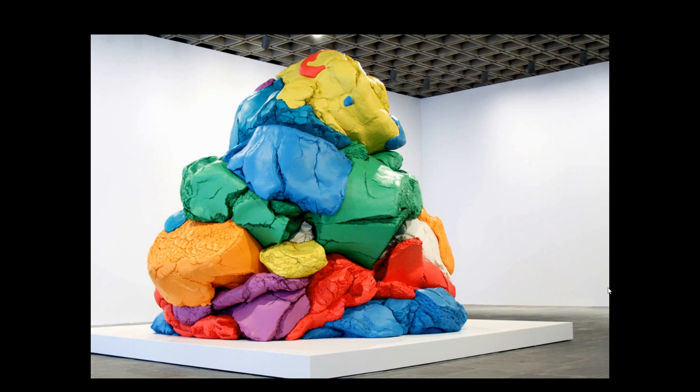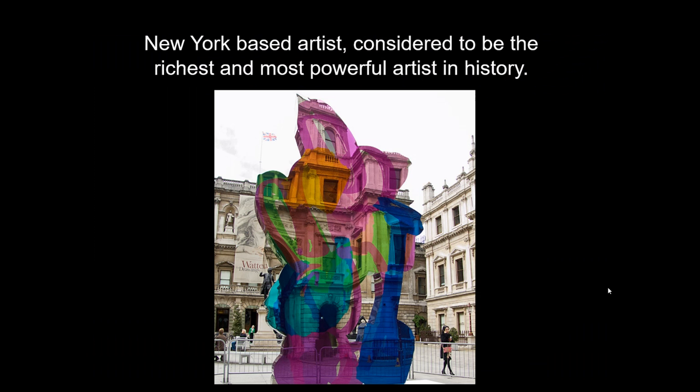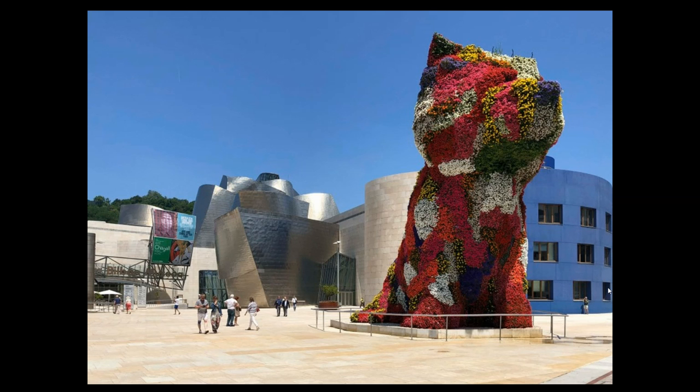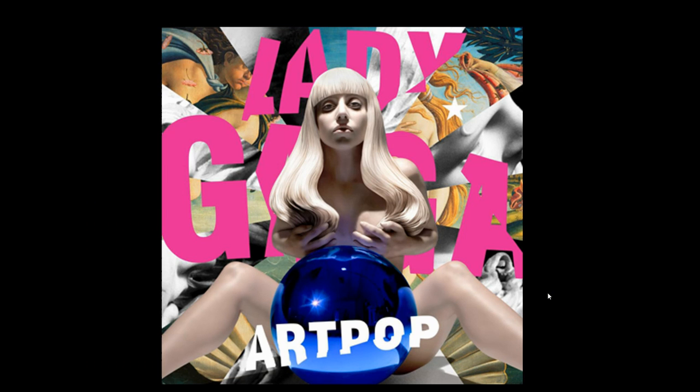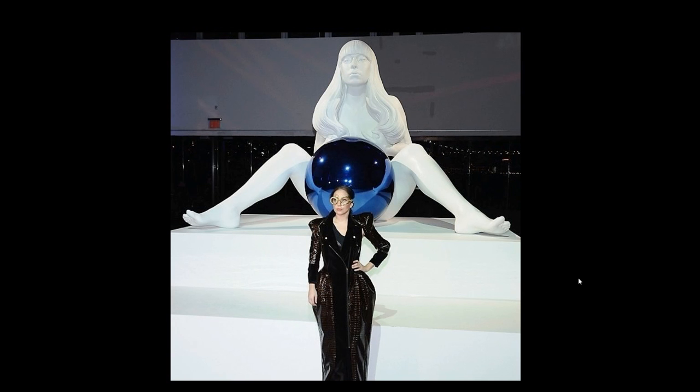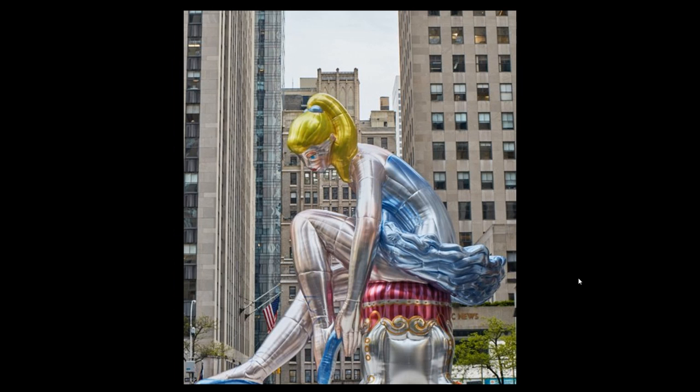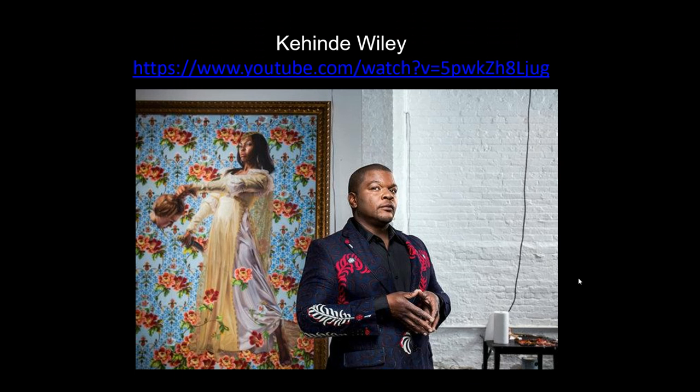This is his giant Play-Doh sculpture. This is made out of aluminum. Puppy, entirely made out of flowers. So this blooms and dies each year, so it always looks different. And this is out in Spain. He created the album cover for Lady Gaga, so this is a sculpture that he made. This isn't a picture. This giant ballerina that he did for New York.